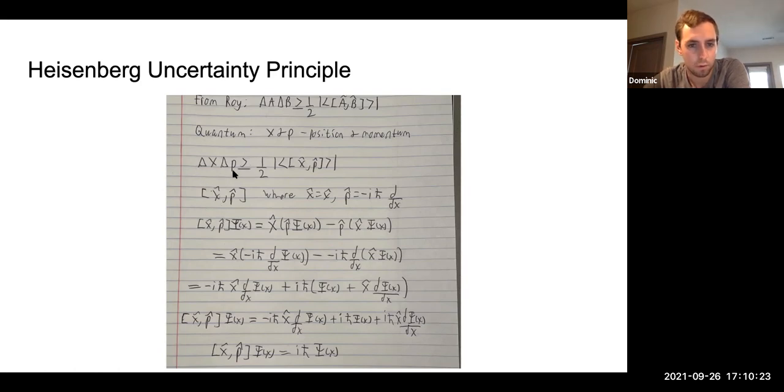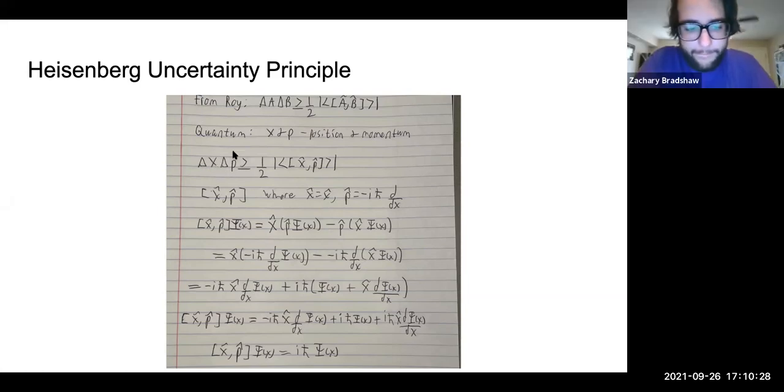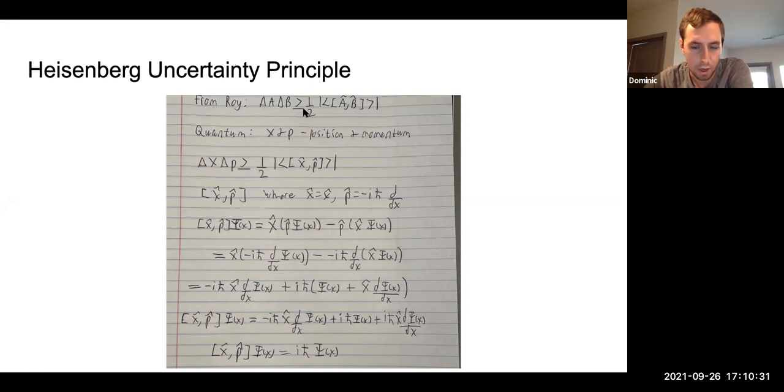So just plugging straight in. Can you guys see my mouse? Yes. Okay, cool. So just plugging X and P into what Roy had, you get delta X, delta P is greater than 1/2 the commutator of X and P. So we have to solve for the commutator of X and P, and we know that X is just X, but your momentum is defined as negative i h bar times the first derivative with respect to X.